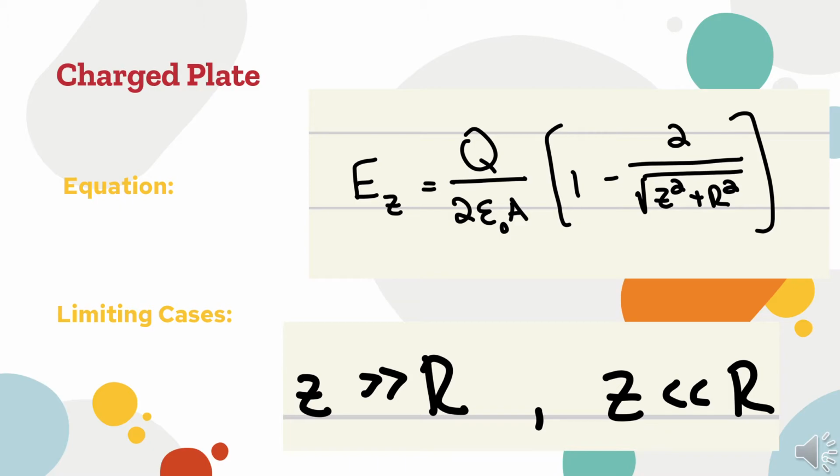Like the charged rod, however, there are limiting cases that make our calculations much easier. If Z is significantly greater than R, we're far enough away from the plate that it looks like a point charge, and we'll calculate it as such. On the other hand, if Z is significantly smaller than R, the E field value will converge to a constant, assuming we are near the plate but not by an edge.